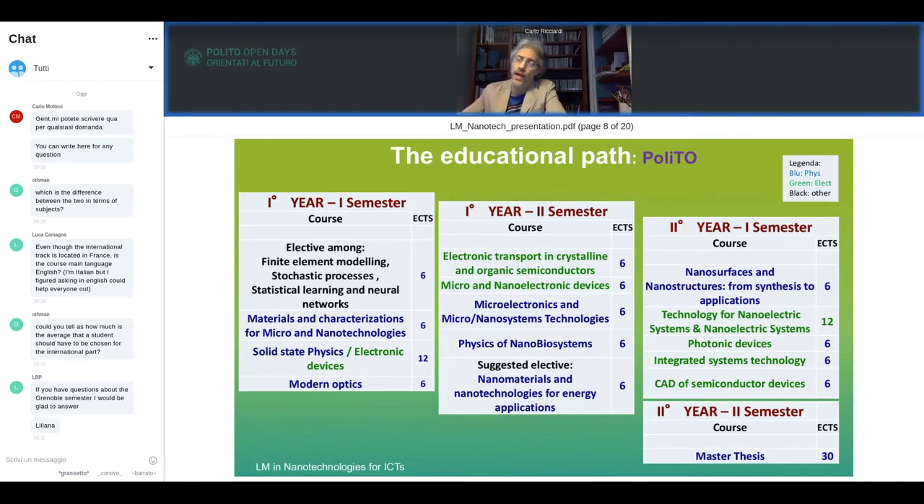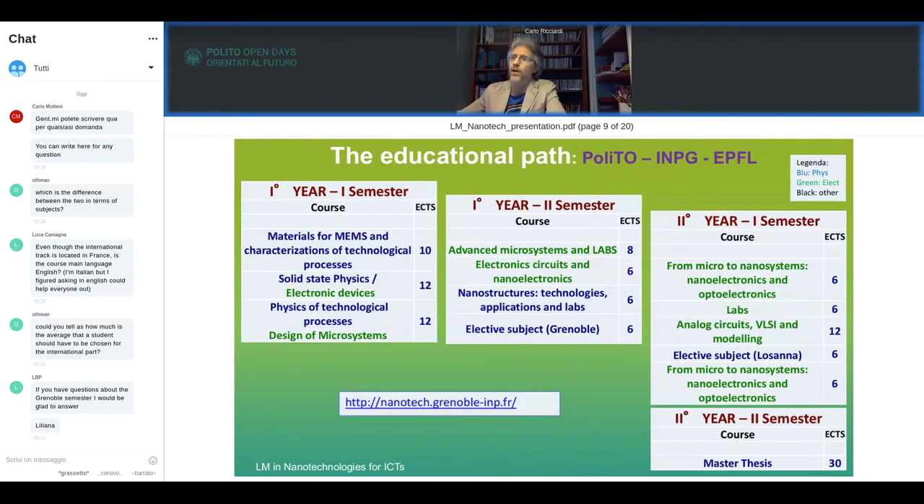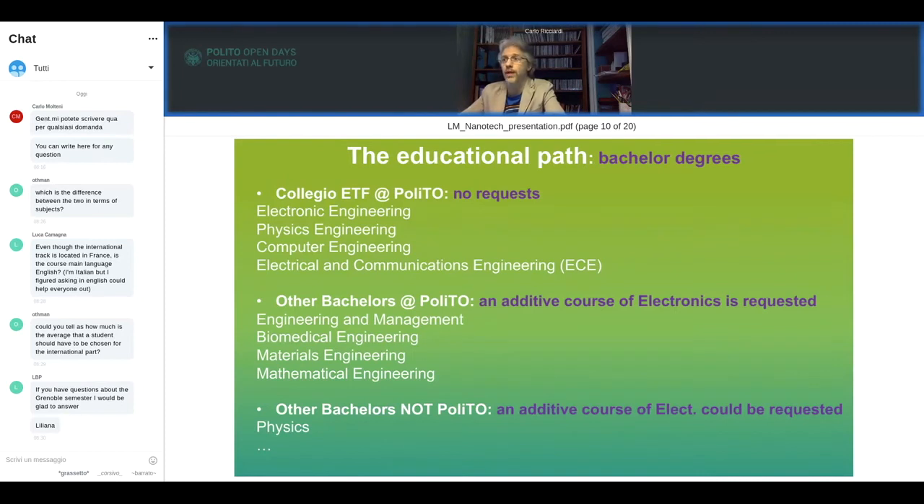So instead of the elective course in the first semester, we force you to take a course of fundamentals in electronics, right? If you're coming from outside Polito, then it depends really on your background. I look at your background, and then I decide. For example, if you're coming from pure physics, most of the time you are weak in electronics, and so we need to force you to take this course of fundamentals of electronics as mandatory.